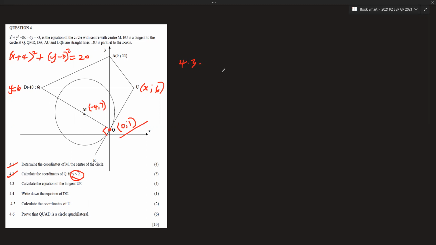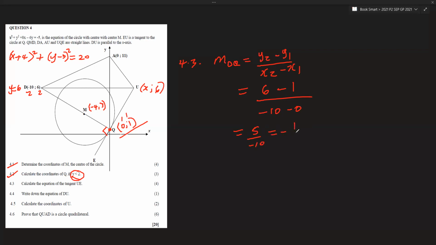So what I'm going to do, I'm going to find small m of DQ, the gradient of DQ, which is y2 minus y1 over x2 minus x1. So I'm going to call my Q 1 and then my D 2. So my y2 is 6 minus y1, which is 1, over x2 is -10 minus 0. At the top, I have 5. At the bottom, I have -10. This gives me -half.